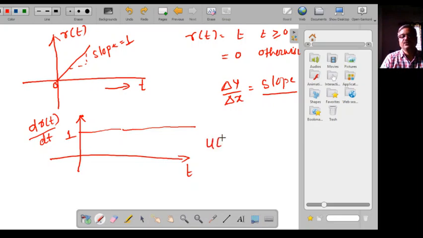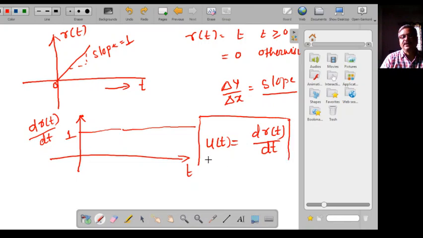Therefore, a very important conclusion we can draw is that u of t is derived from dR(t) by dt. That means when we take the derivative of a ramp signal, we get a unit step signal. This is a very important conclusion we draw.